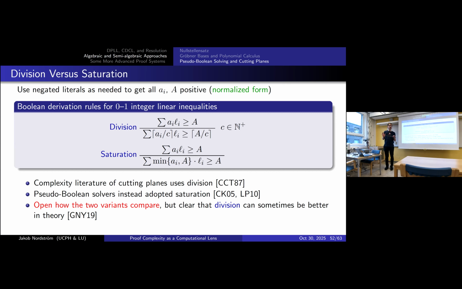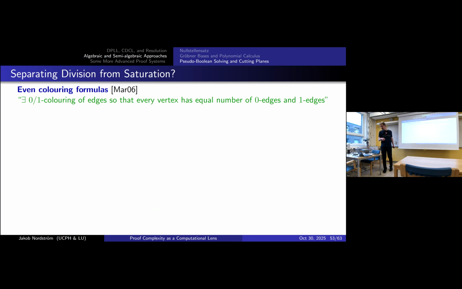This is a good question, but often you have to commit which rule goes first, because they don't necessarily commute. So it's a meaningful question to ask how cutting planes with saturation compares to cutting planes with division. And this is, again, open. We know that cutting planes with division can be stronger, and it seems like division is most often preferable in practice, but we don't know.